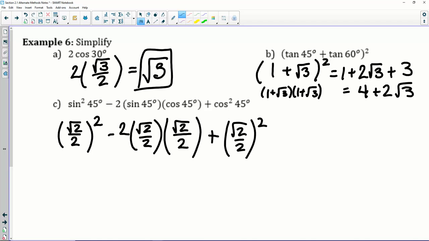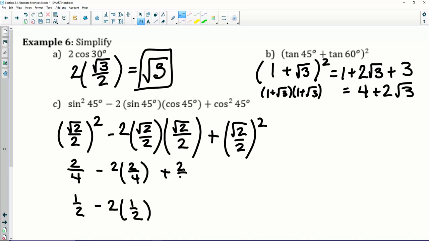Alright, so if I work this out, radical 2 squared would be 2, over 2 squared is 4. So that's a 1/2. And then this 2. If I multiply those, I get the square root of 4, so 2 over 4. So we get 1/2 minus 1 plus 1/2, which is 0.